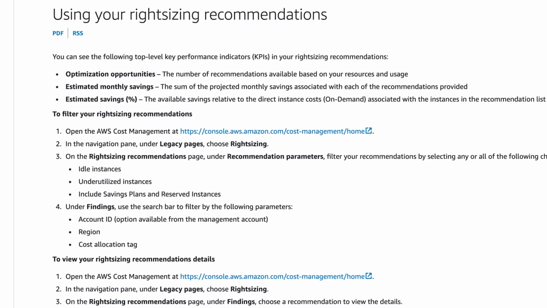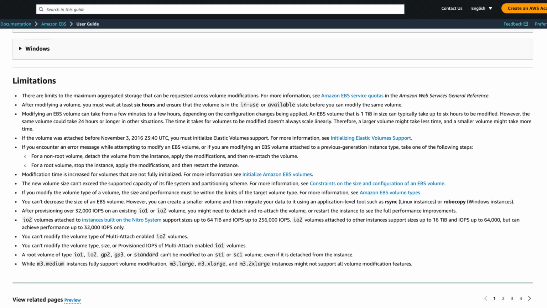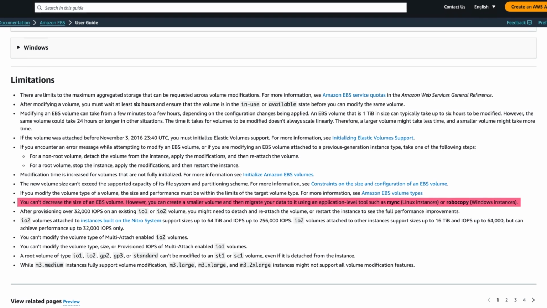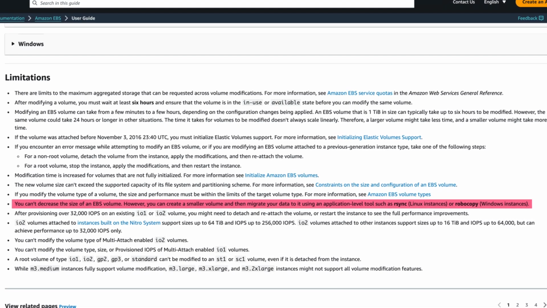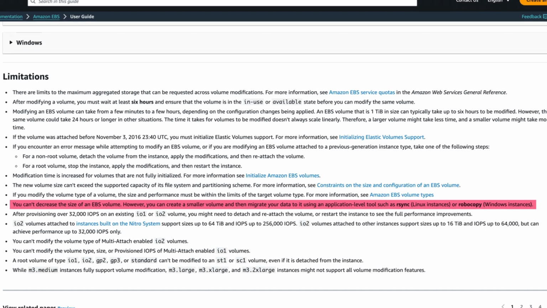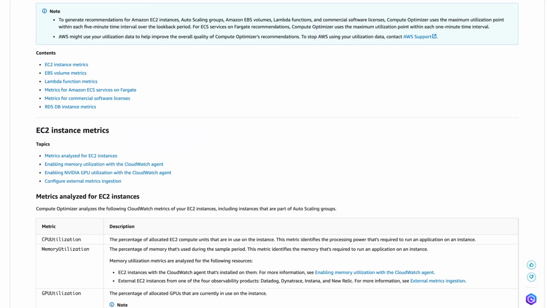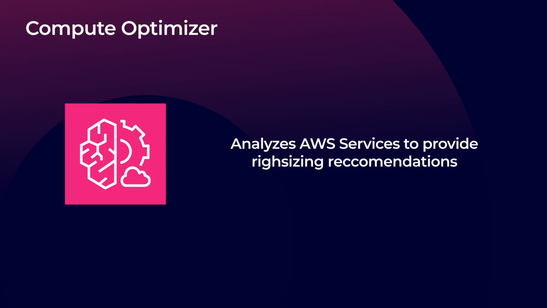So a thing to note with EBS, you can decrease the IOPS, but AWS does not natively support reducing the size of an EBS volume. In order to do this, you would need to create a new EBS volume of the smaller size and then migrate the data over from your original volume. So let's look at some recommendations that Compute Optimizer can provide for our EBS volumes.